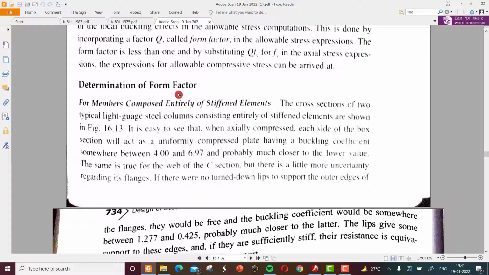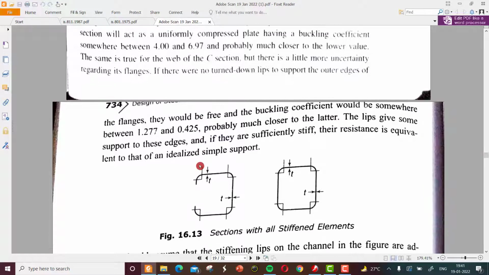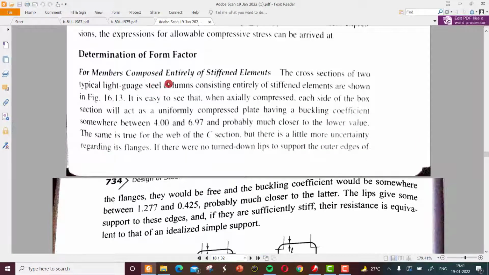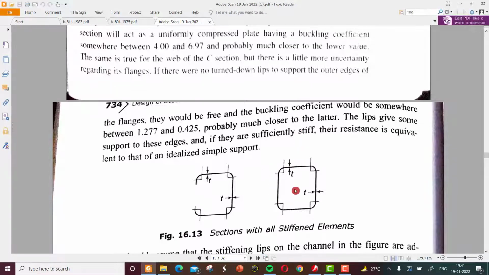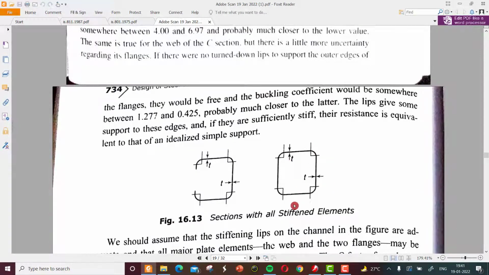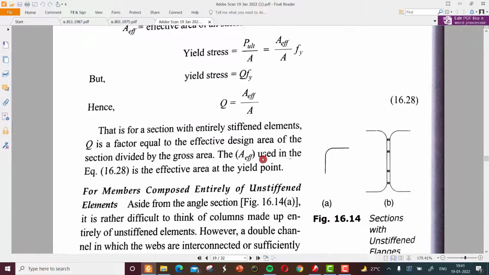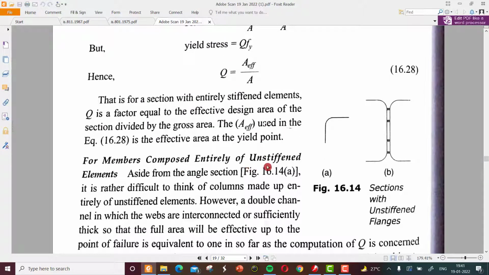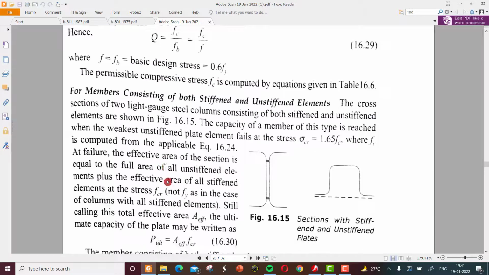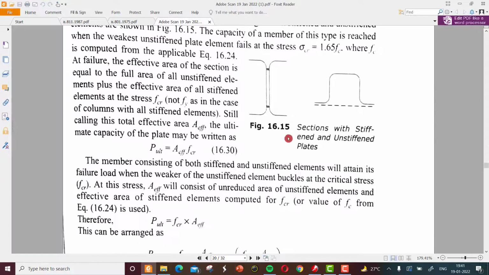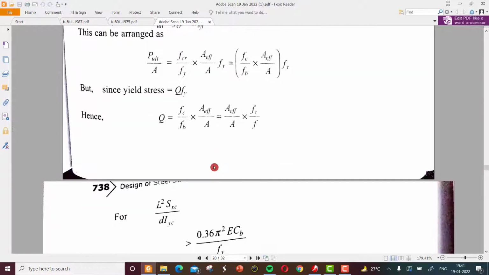And there are different expressions given for finding the form factor for members composed entirely of stiffened elements. Entirely stiffened means it will be a closed section. There is an equation given for members composed entirely of unstiffened elements, which is only the angle section, because at least for this channel section, both the legs are unstiffened. And for members consisting of both stiffened and unstiffened elements, the majority of cases, there are some other equations for finding the Q form factor.